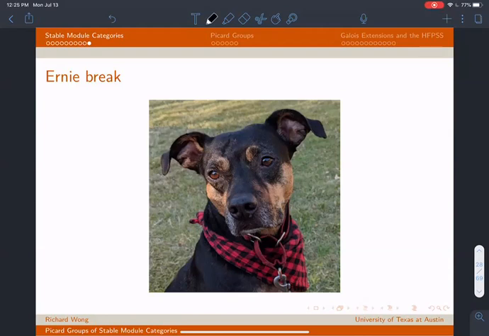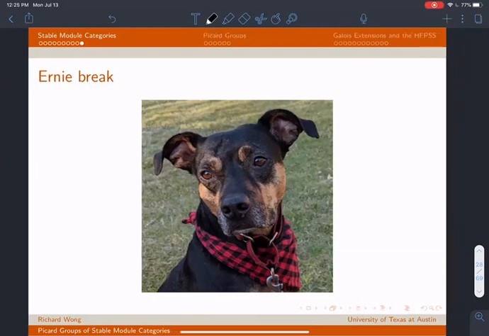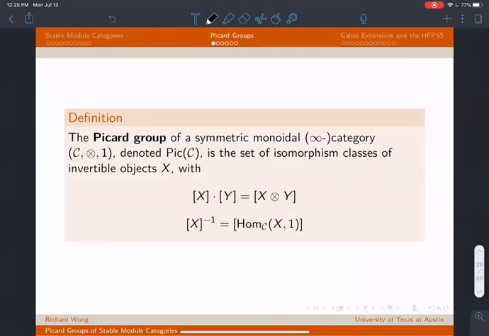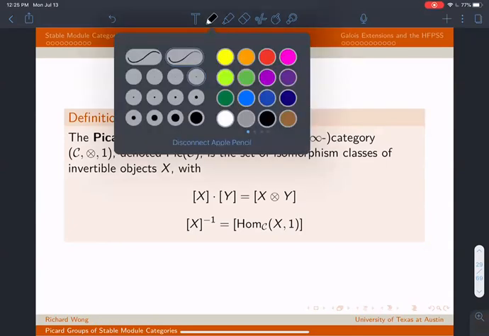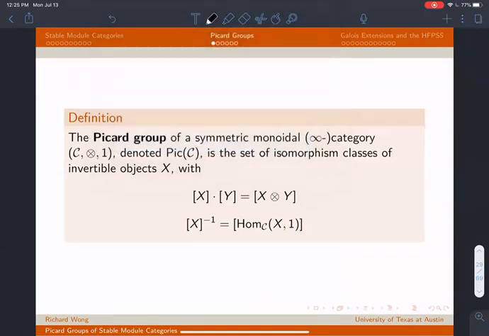Okay, so that was the stable module category. Now let's talk about Picard groups really quickly. If you haven't seen me give this talk before, you can define the Picard group for any category C with the appropriate notion of something like a tensor product. And you need the unit for that tensor product as well.